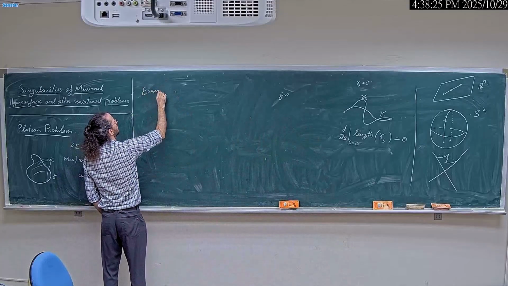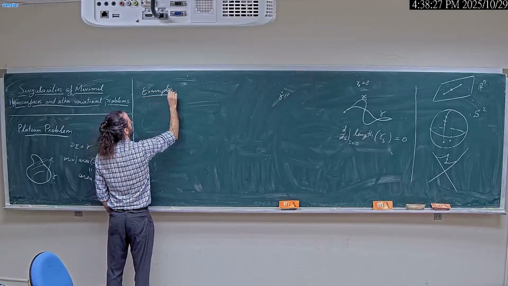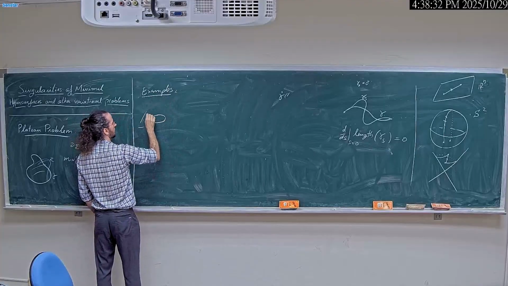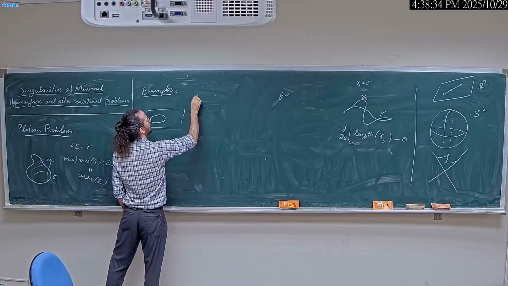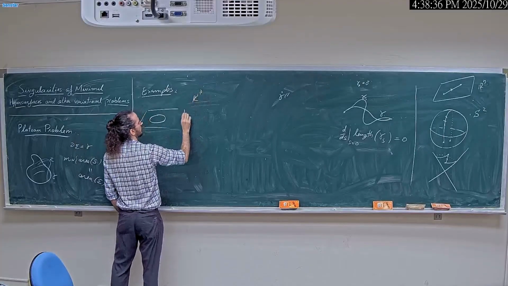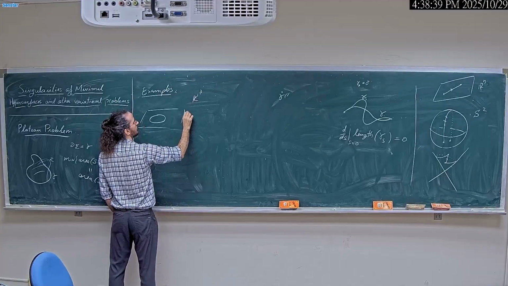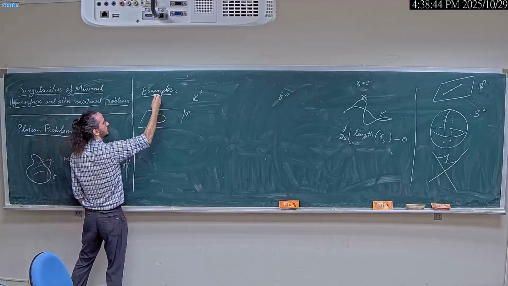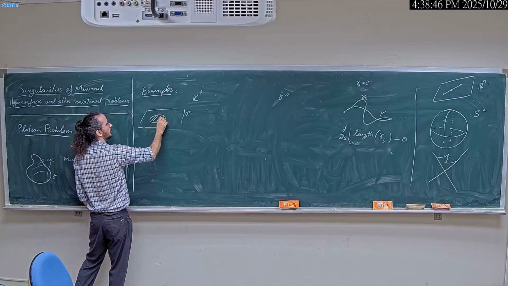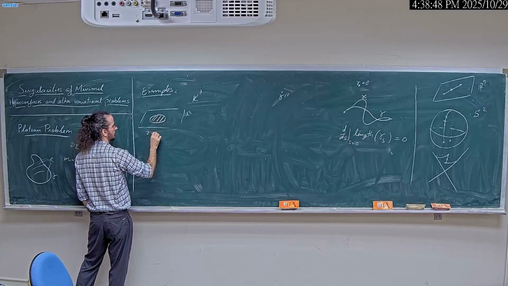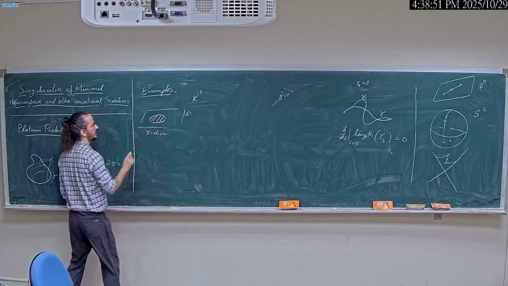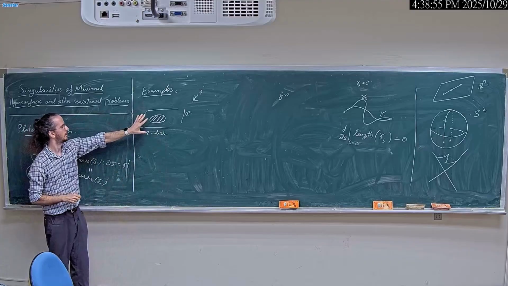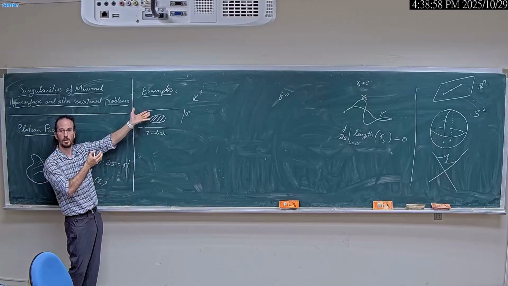Maybe I should do some examples. First, say you have a disk. So I'm in R3. This is some plane, some R2 plane, and this is a round circle. The solution to the plateau problem here is just a disk. So this is the surface of least area whose boundary is this given circle. This is the isoperimetric inequality. Okay.